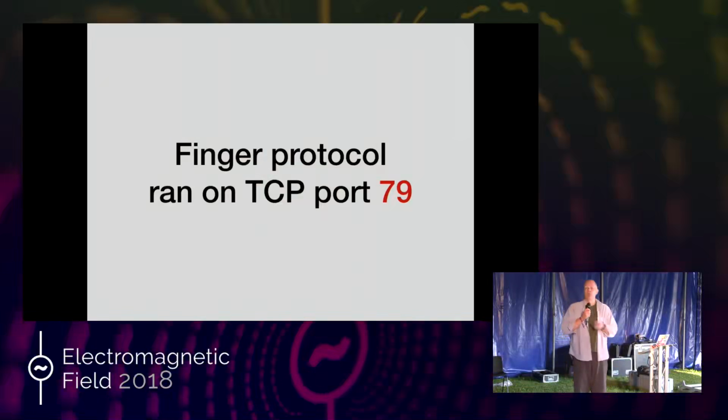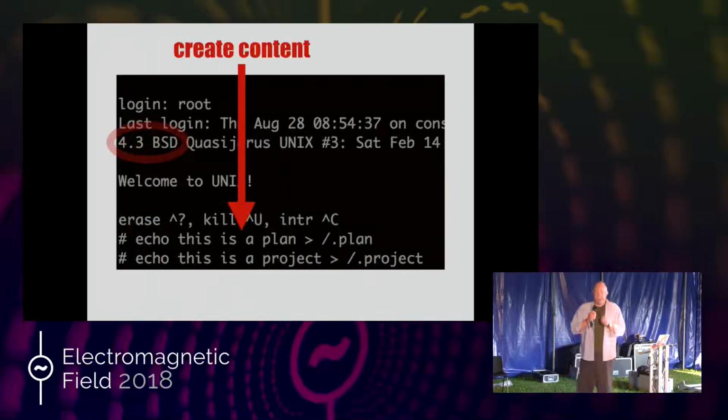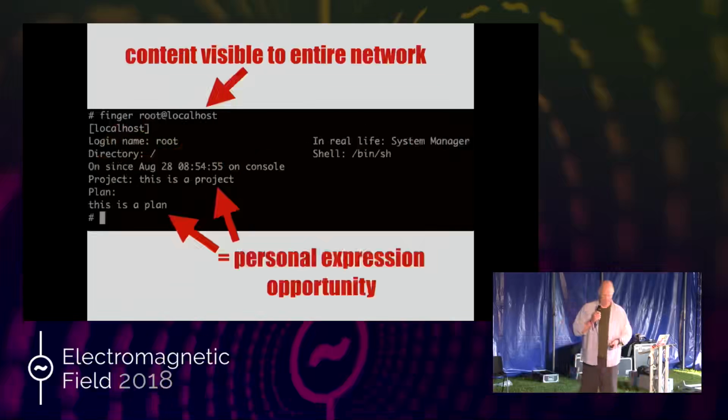Finger protocol, incidentally, ran on port number 79, TCP port number 79. And if you add 1 to port 79, you get port 80. This is not really a coincidence. There's a reason for this. Because on the finger command, if you created a file called .plan in your home directory, and another file called .project, when someone fingered you, there's that word again, you would have this information pop up on the remote display. The person would get this information that you had created yourself.